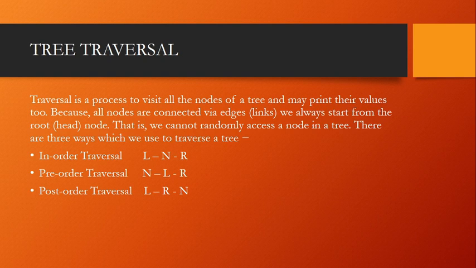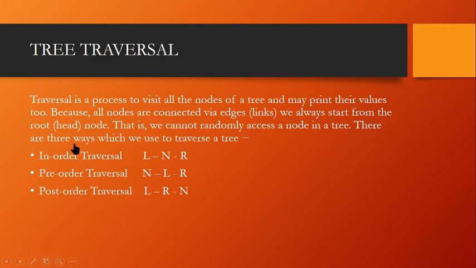That's your tree traversal. A traversal is a process to visit all the nodes of a tree and may print their values too. Because all nodes are connected via edges, we call them links. We always start from the root, that means from the head of the node. That is, we cannot randomly access a node in a tree. We can't just jump here and there. We have to make a structure or we have to mention the path.